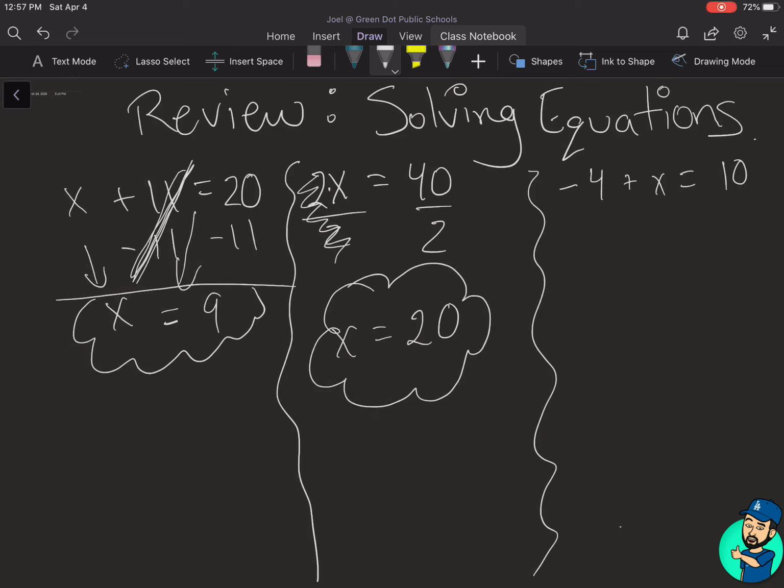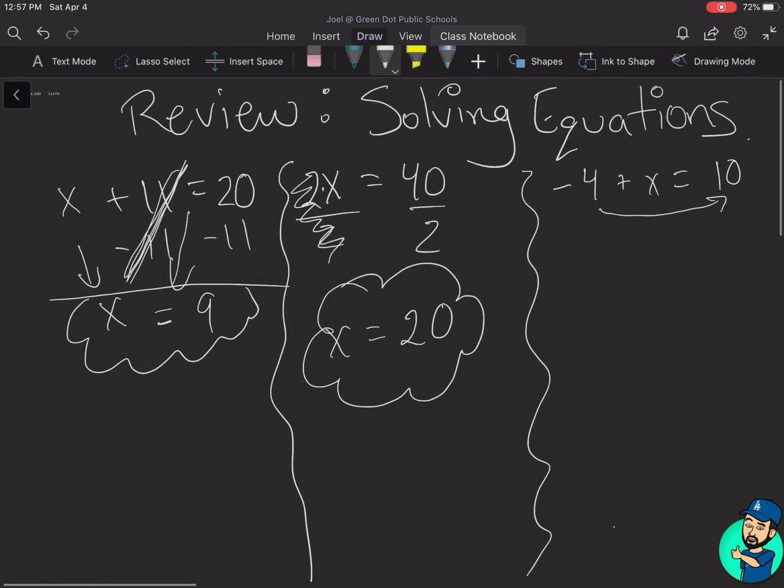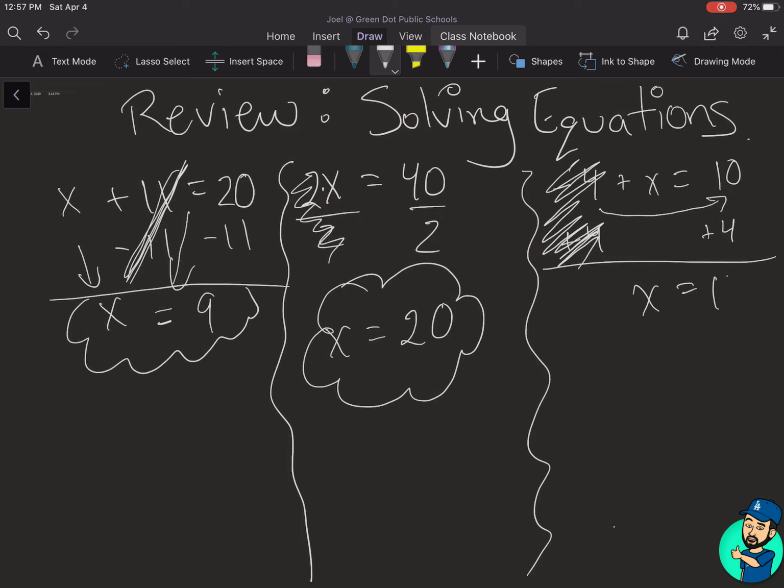Now on the right hand side, I gotta move this negative 4 to the other side of the equal sign. What is the opposite or inverse of negative 4? We're going to be adding 4 to both sides. Now, a negative 4 plus a 4, that cancels out, 0. Now I bring down the x. I bring down the equal sign. And 10 plus 4 equals 14. Easy, right?